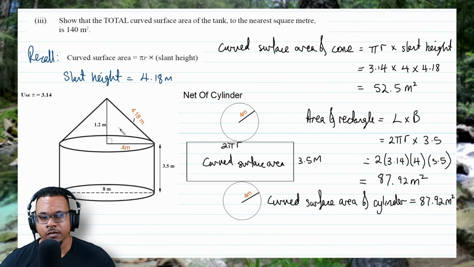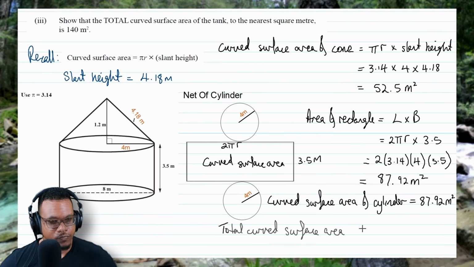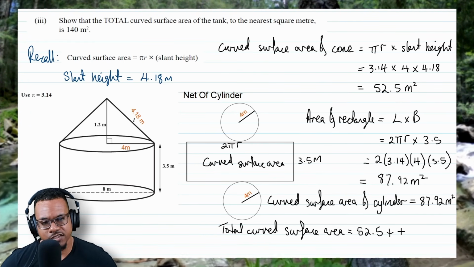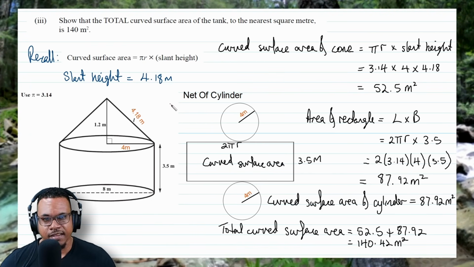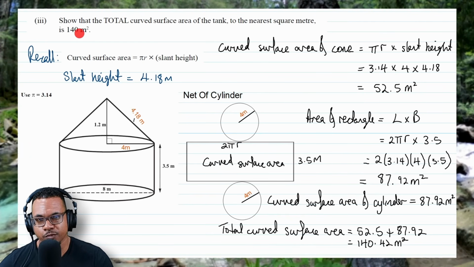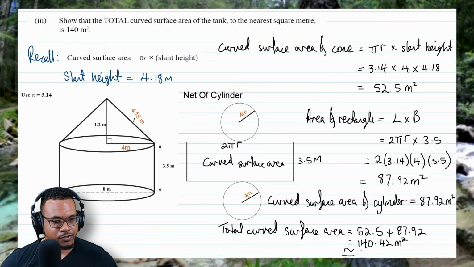That's here. So now my total curved surface area would be equal to the curved surface area of the cone, which is 52.5, and adding the curved surface area of the cylinder, which is 87.92. And that will be equal to 140.42 meters squared. And that'll be approximately 140 meters squared to the nearest meter.